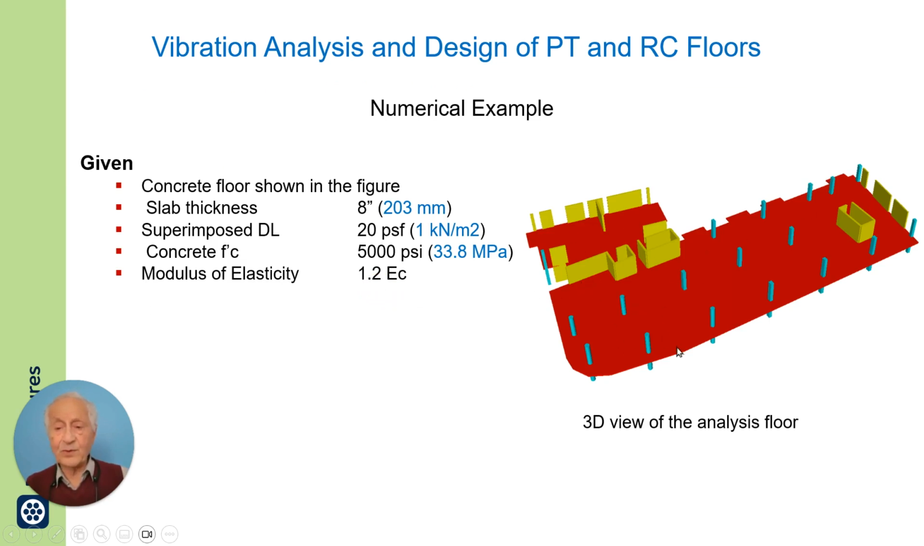Let us look at this floor, and let us assume that we are interested in the vibration in this panel here. I have the properties of this floor given here. It's concrete slab thickness, dead load, concrete strength, modulus of elasticity. Now here, I would like to draw your attention to this 1.2 factor. What I want to say is for vibration, the modulus of elasticity is increased by 20%. It is different from the modulus of elasticity for static loading. So we multiply it by 1.2.